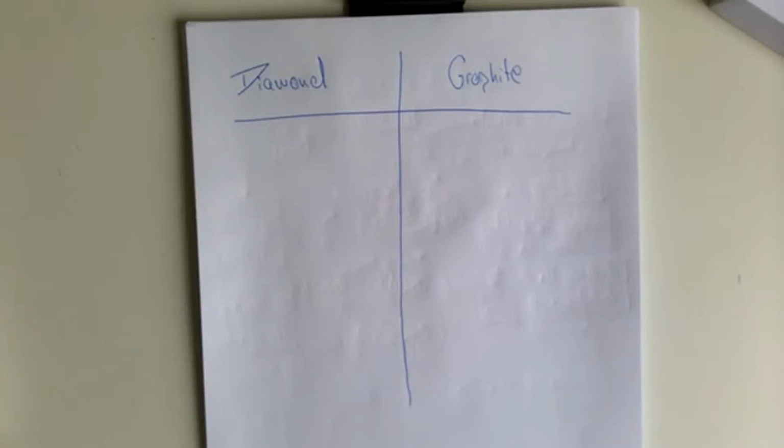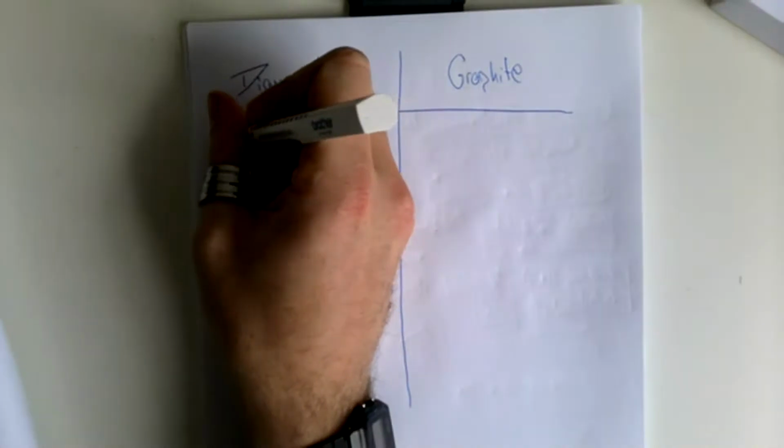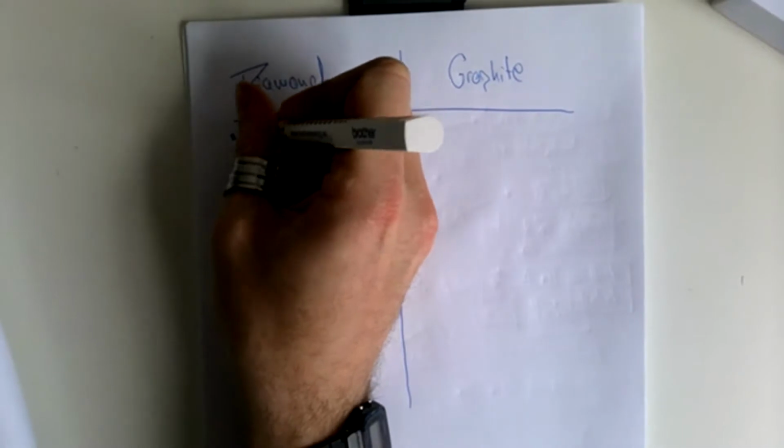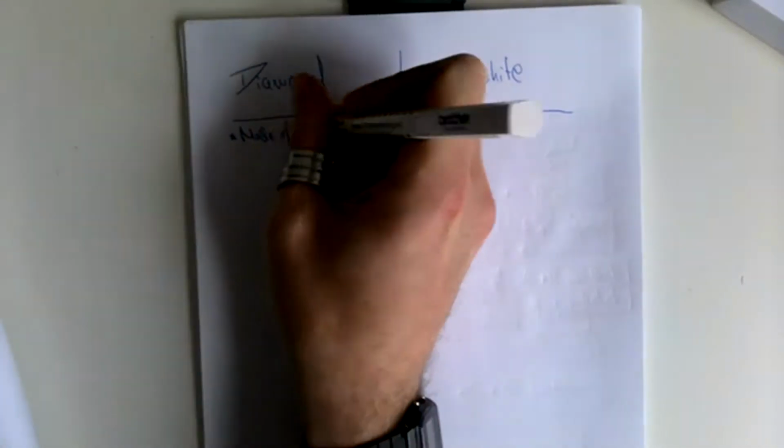So, welcome to our revision summary, just looking at and comparing giant covalent structures that we've examined so far in this remote learning lesson of diamond and graphite, and just trying to summarize some of the similarities and differences between them. So, first thing to remember about both is that they are both made of carbon.